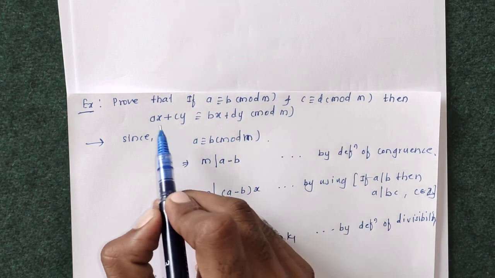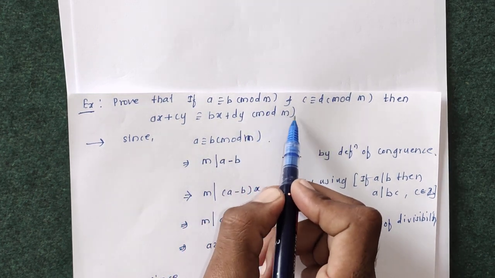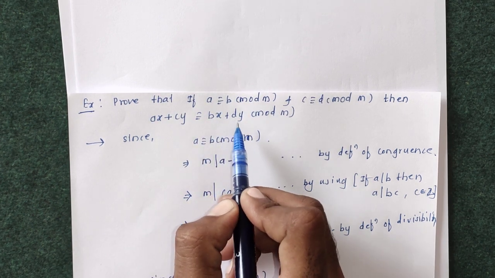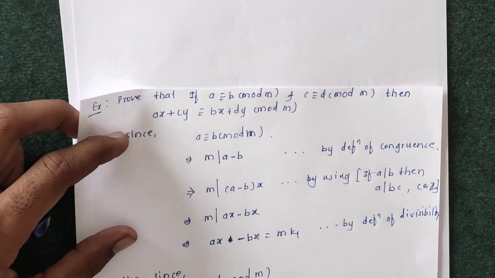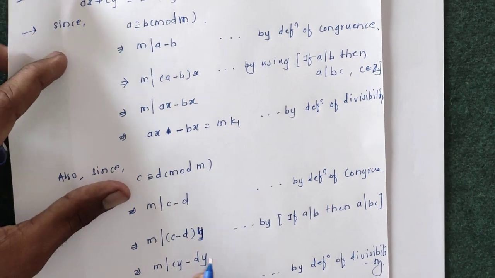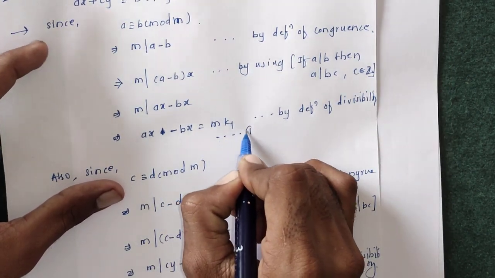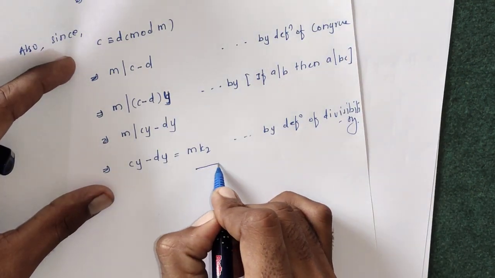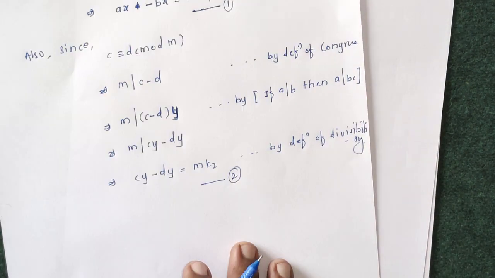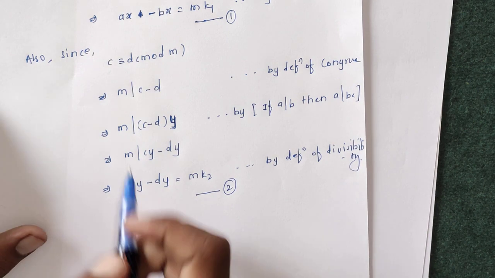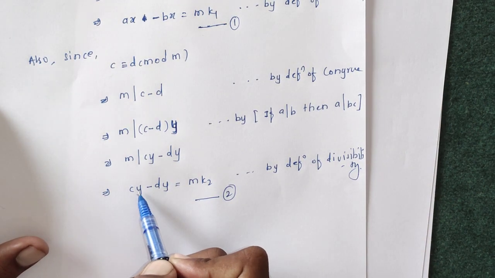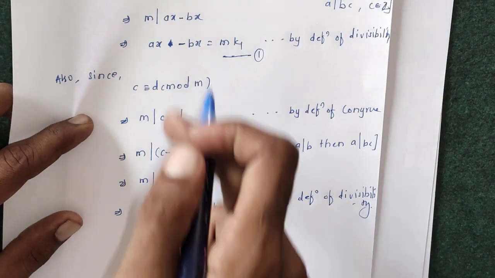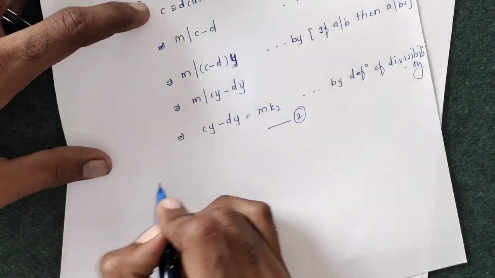Now we want to prove that ax plus cy is congruent to bx plus dy modulo m. To prove this we must prove that m divides ax plus cy minus of bx plus dy. So from these two equations, suppose this is equation number 1 and this is equation number 2, adding these two equations we get ax plus cy minus of bx plus dy.